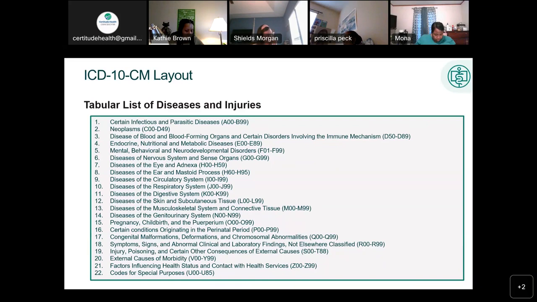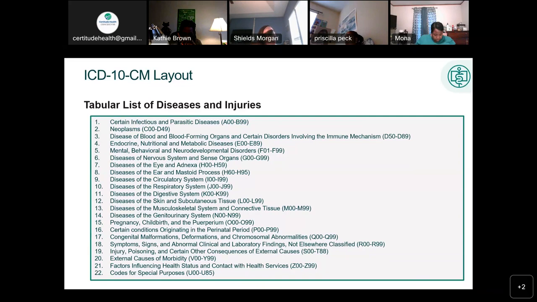So on page G4, you have B. And capital B in this outline starts the list of general coding guidelines. So again, those general coding guidelines would be utilized for all codes that you're going to see in this book.